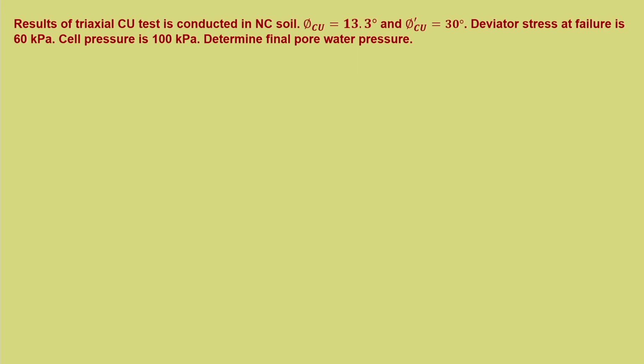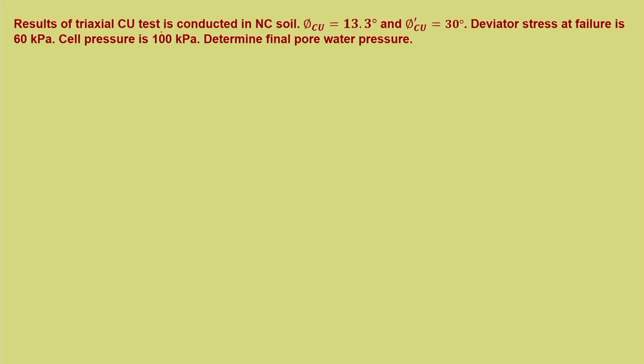We will just see a few very brief problems, just to make sure of the influence of pore water pressure on the shear strength. The first problem: results of a triaxial CU test conducted on NC soil. Phi CU is equal to 13.3 degrees and phi dash CU is 30 degrees. The deviatoric stress at failure is 60 kilopascal, and the cell pressure is 100 kilopascal. We need to find the final pore water pressure.